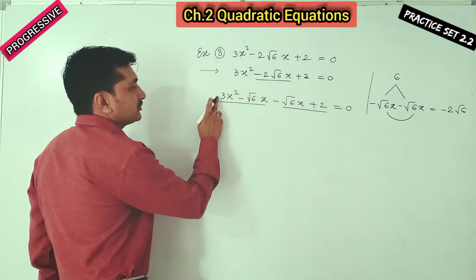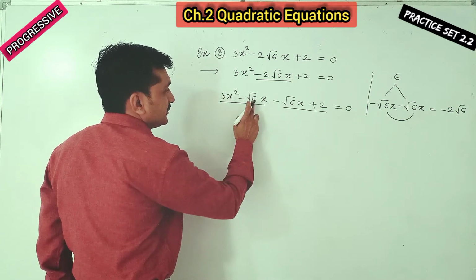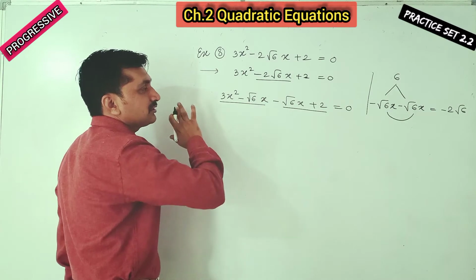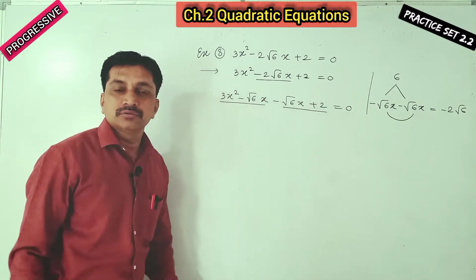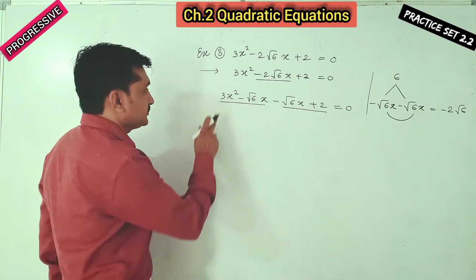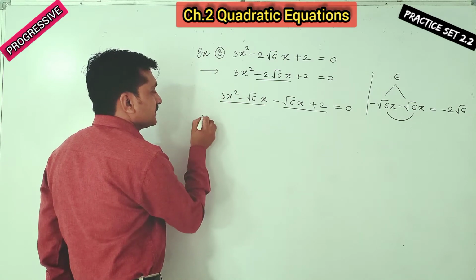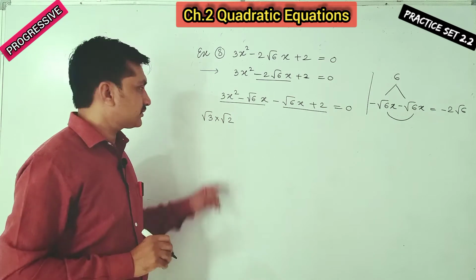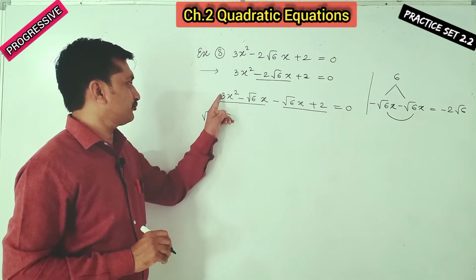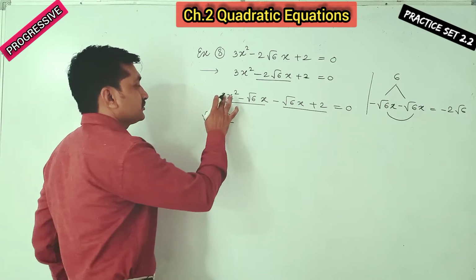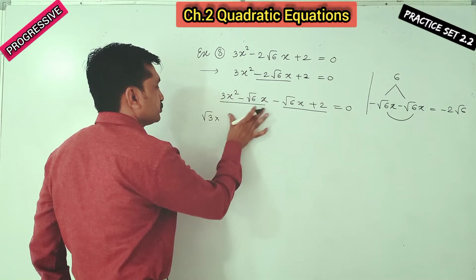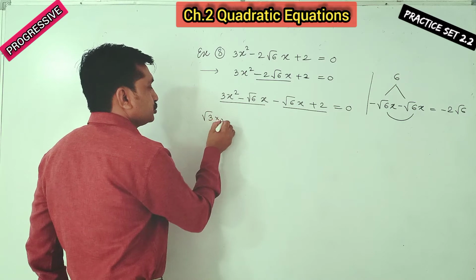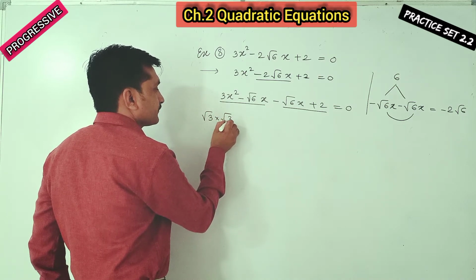What to do now? Here and here, these two are irrational and these are rational. What we will do is write all these as irrational, then it is easy. See how. 3 we can write as root 3 multiplied by root 3. Root 3 as it is, only root 3. This we have to write: root 3 into root 3, in this way.